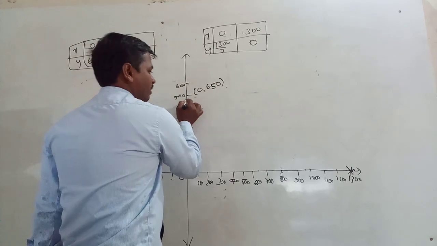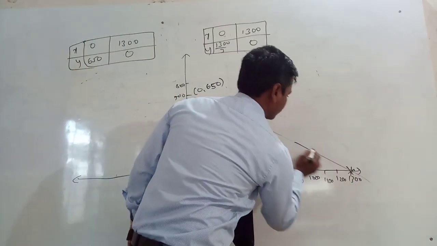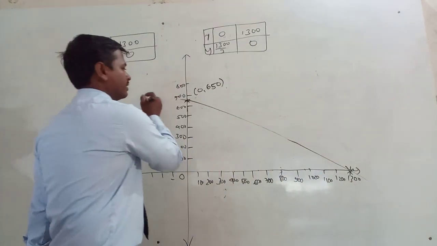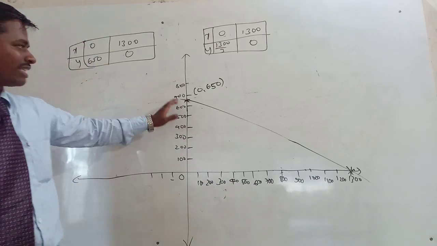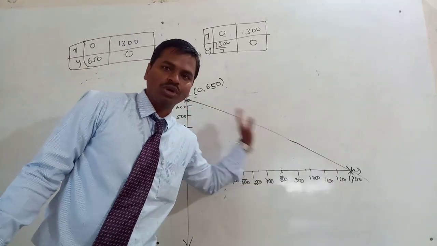That is the coordinate. Now we will join these 2 points. We are getting this line. First we are getting these 2 points, then join these 2 points.